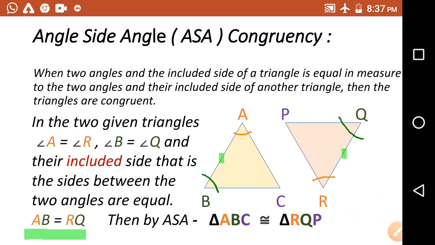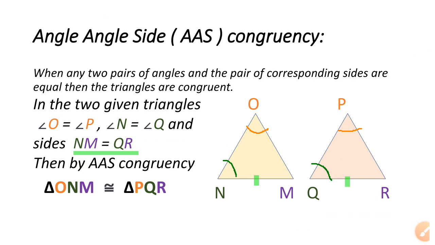Now see the next congruency rule. It is angle side angle congruency. Angle, side, angle are in that order. That means we are taking first one angle, then the second angle, and then the side, the very next side, I'm telling. Now see the statement first: when two pairs of angles and the pair of corresponding sides are equal, then the triangles are congruent.